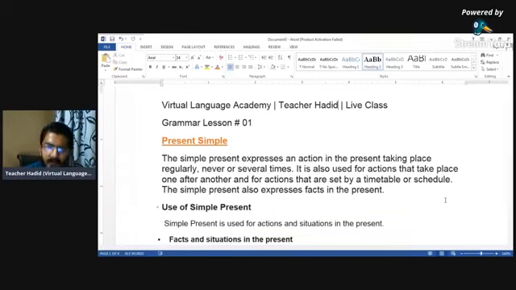But that is a horrible method of learning. In this lesson, I'm going to discuss where to use the present simple tense. So let's begin our class. The first use of the present simple tense.